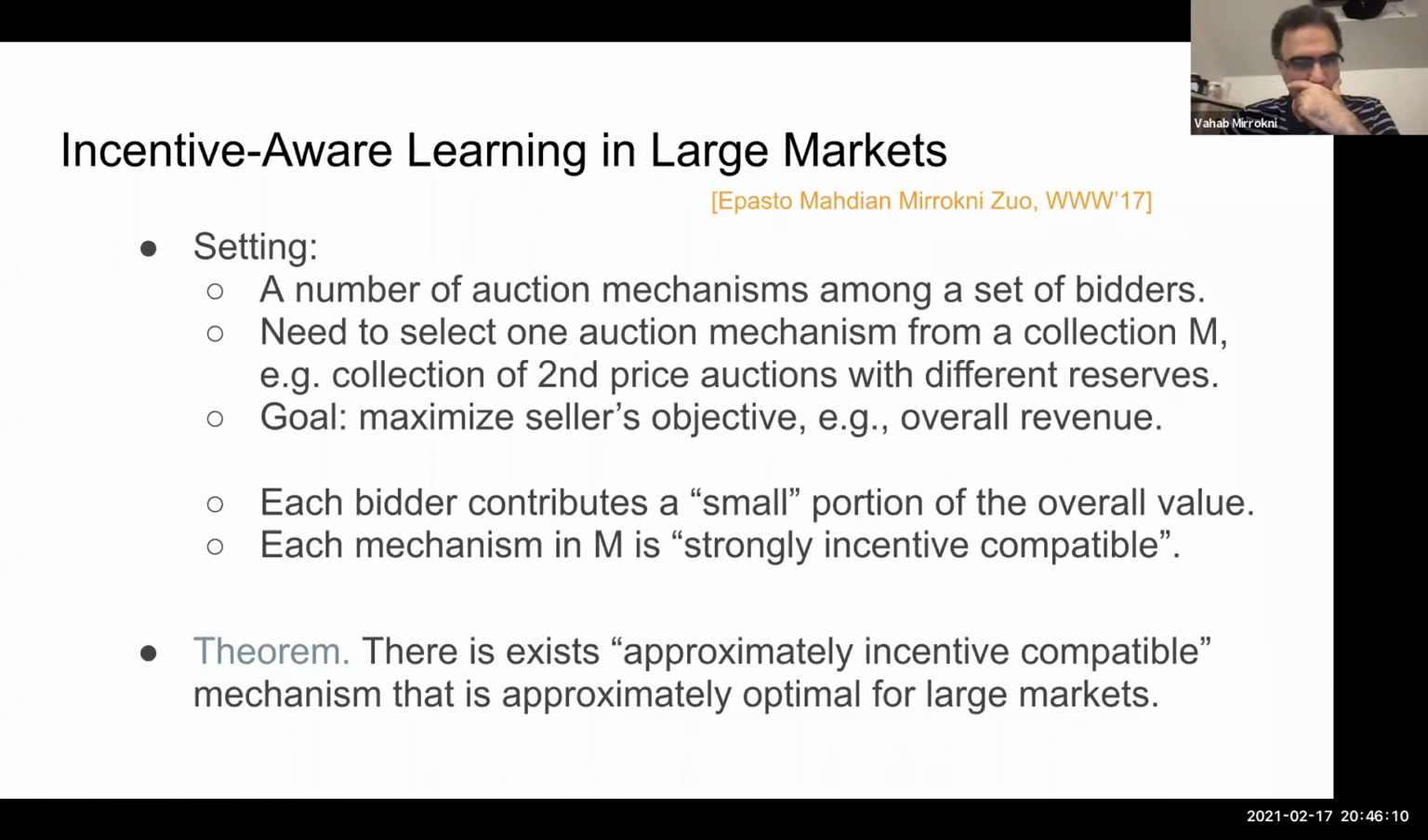In this paper, which we call incentive-aware learning in large markets, we argue that if each bidder is a small part of the market, and each mechanism from which the auctioneer is choosing is what we call strongly incentive compatible, then there exists an approximately incentive compatible auction that the auctioneer can choose among these strongly incentive compatible choices, and basically satisfy approximate incentive compatibility. So let me explain the core idea in the next slide.